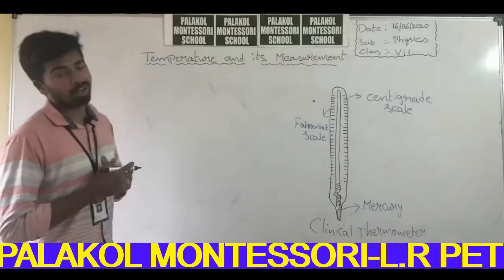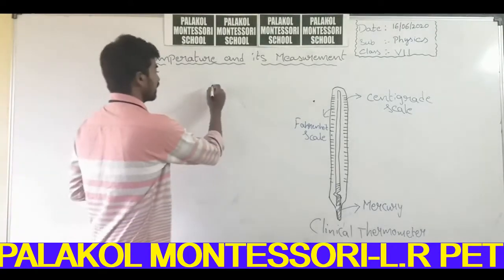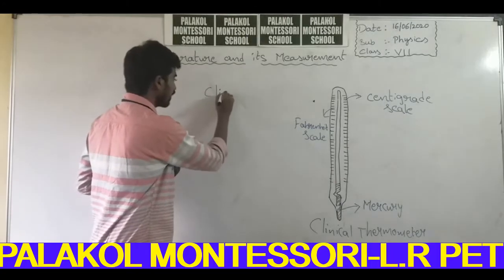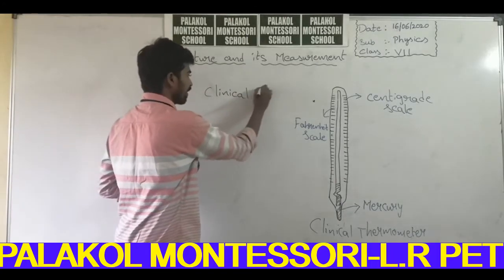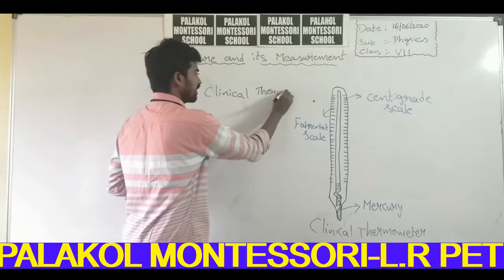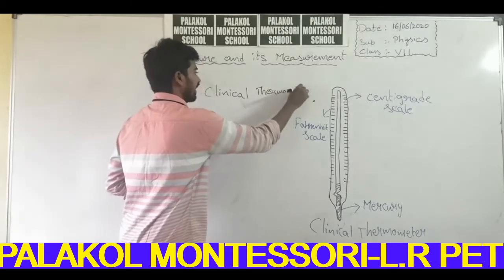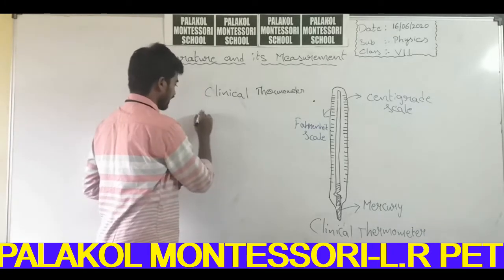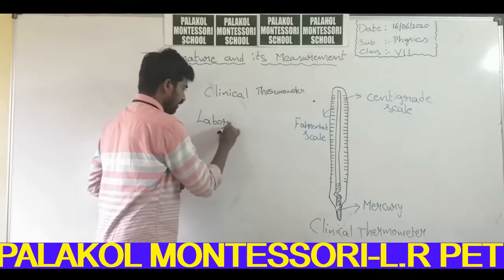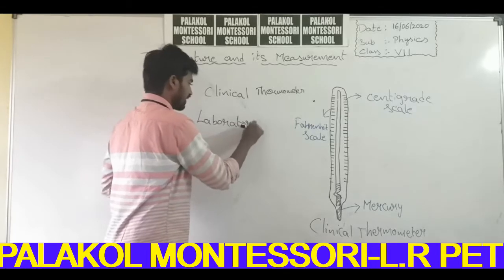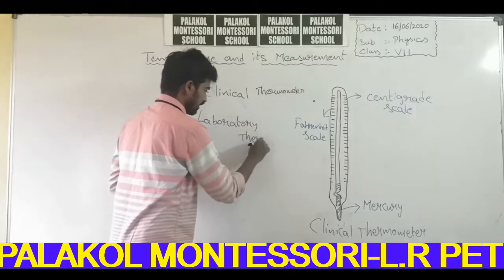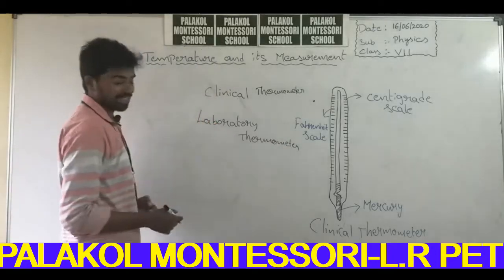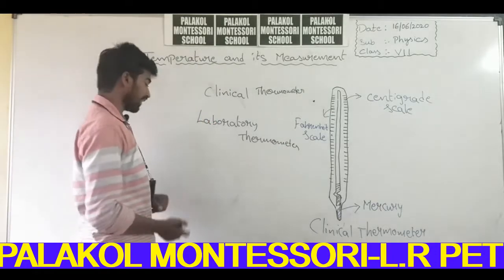How many types of thermometers are there? There are two types of thermometers. One is the clinical thermometer and the second one is the laboratory thermometer. So, there are mainly only two types of thermometers: one is clinical and another one is laboratory.